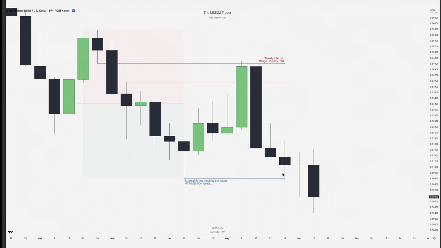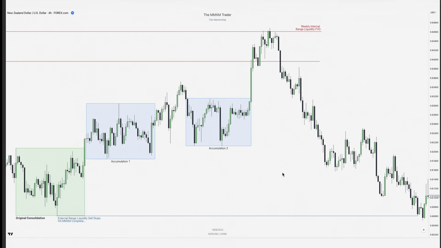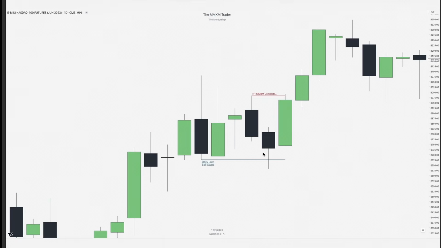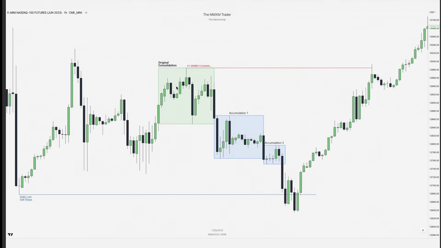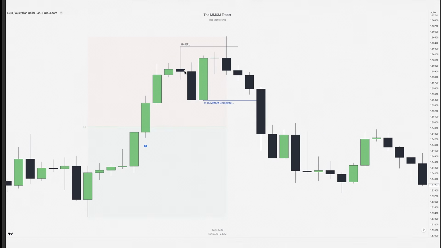This here on a 4-hour is a market maker sell model. So as you can see here, again, the time frame alignment for the market maker sell model here. Now daily to H1. You've got the daily market, the daily low to a H1 high here. We have an original consolidation on the hourly, accumulation 1 and 2. We run the daily low external and we trade higher on the buy side of the curve to attack the market maker buy model on the hourly.